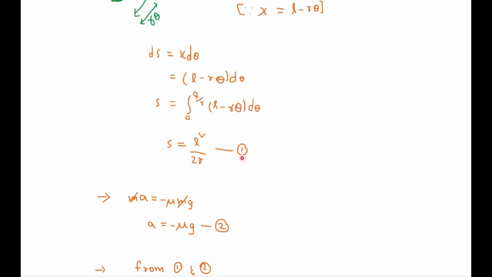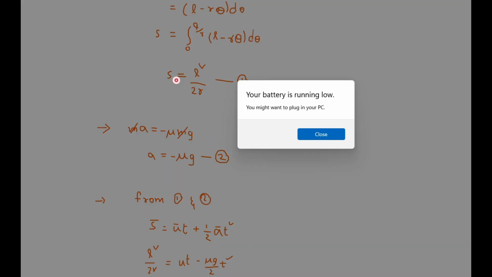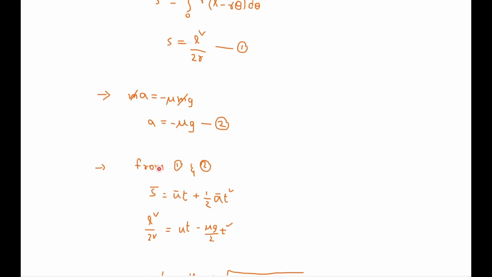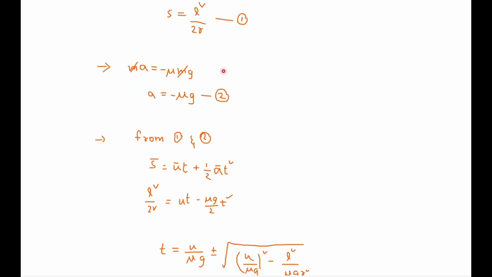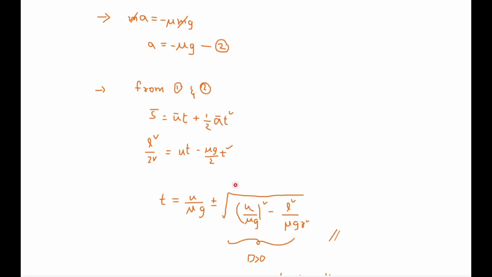Friction acts backward, opposite to the motion, so the acceleration is constant in this case. Mass into acceleration equals minus mu mg, taking the vector direction. From this, acceleration equals minus mu g. This is equation 2. From 1 and 2, s equals ut plus half at square. We write the equation of motion to find the time. In place of s we substitute, so L square by 2r equals ut minus mu g by 2 t square. It is a quadratic equation in terms of t, and you have to solve it.